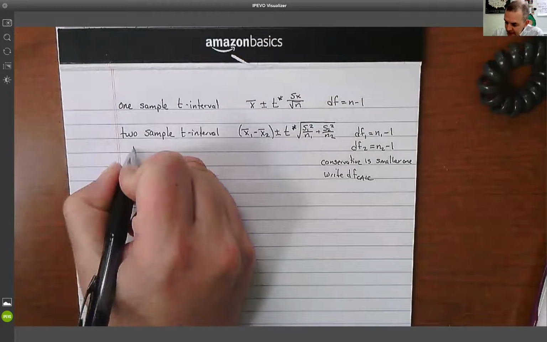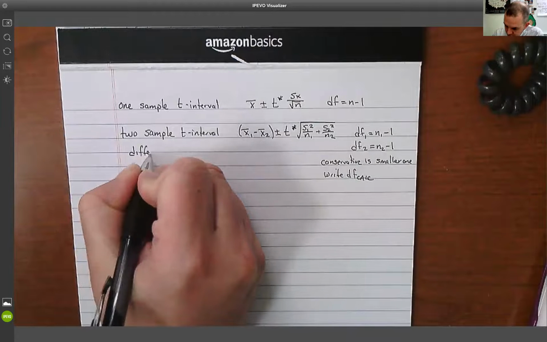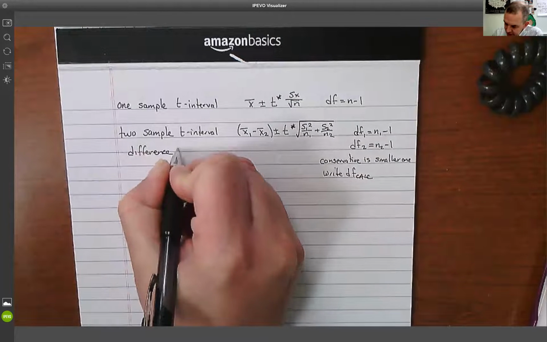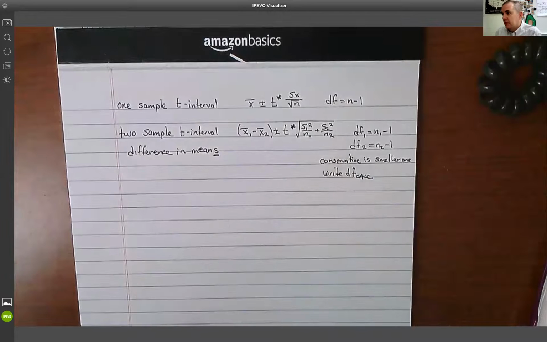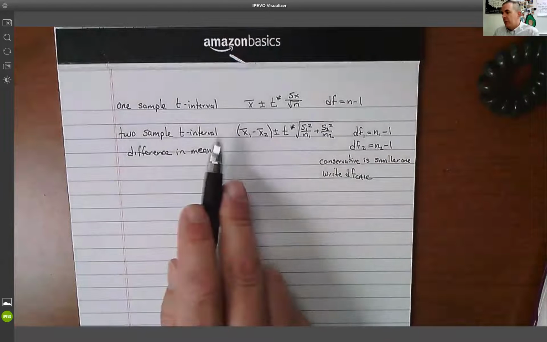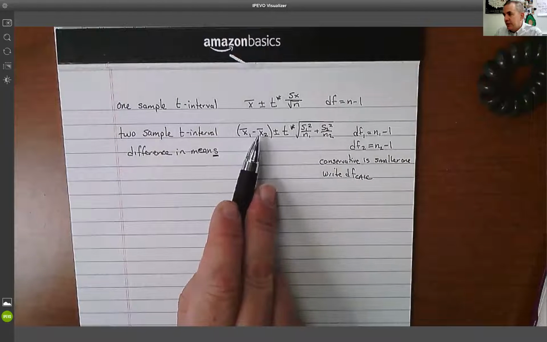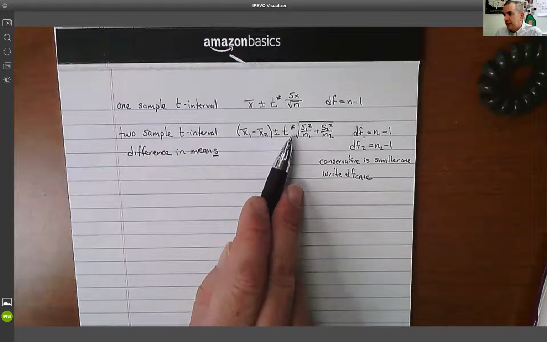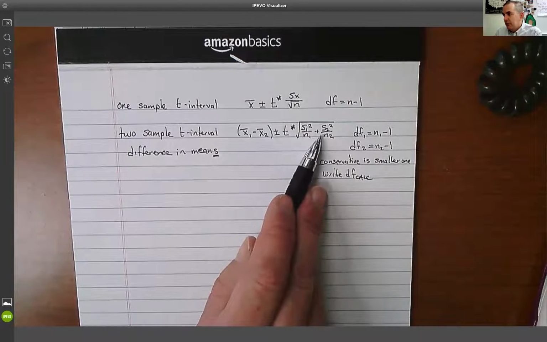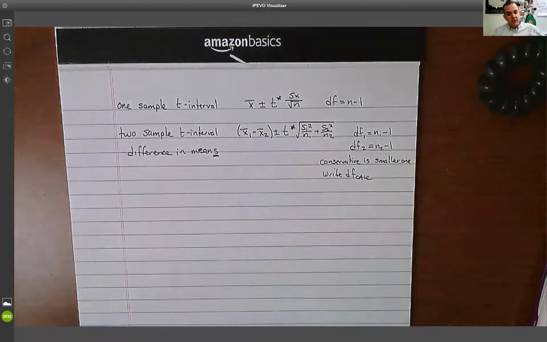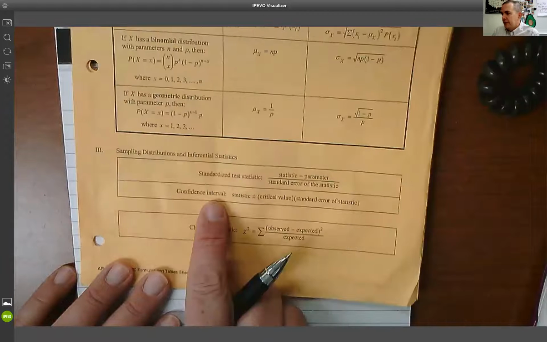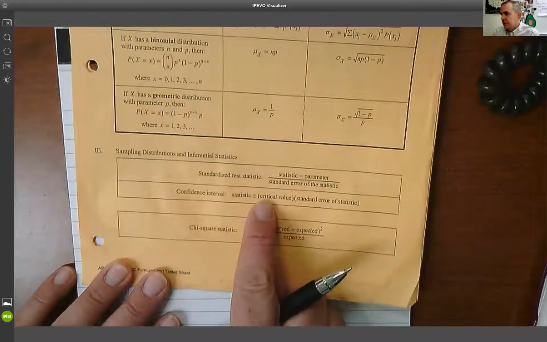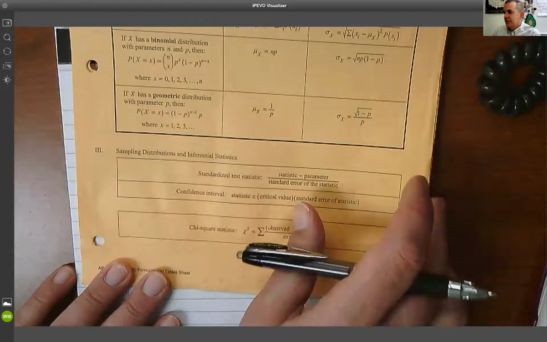What we talked about last class is a two sample. You'll often see it written as difference in means. Notice that's a plural, means, two means. We take the difference of our two sample means, add and subtract t star again, but now we combine the standard deviations. All of this is on your formula sheet, so you don't need to remember it explicitly. Our confidence intervals are right down here: statistic plus or minus critical value times standard error of the statistic.